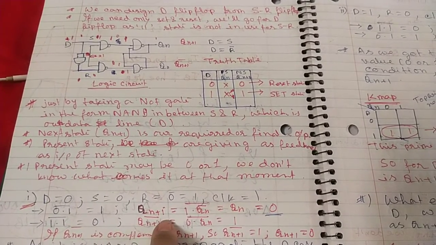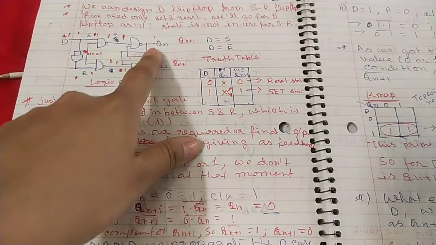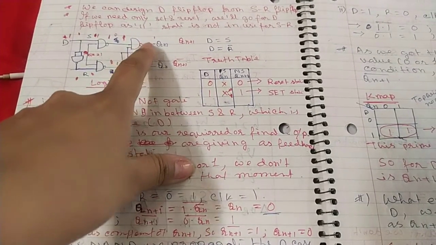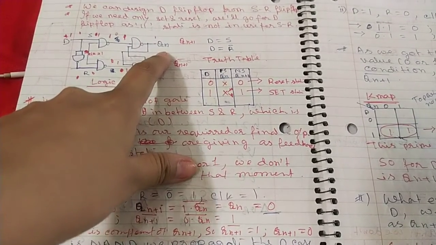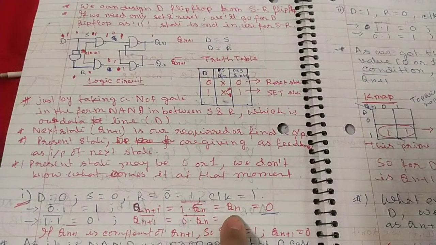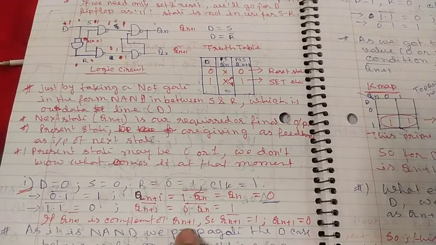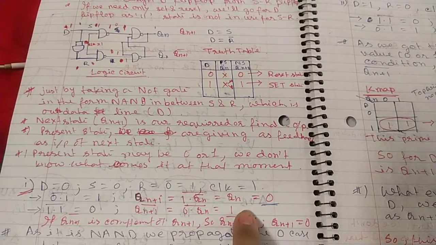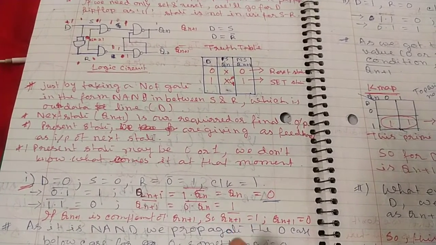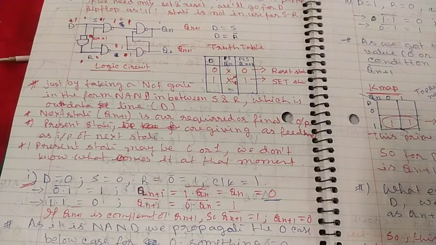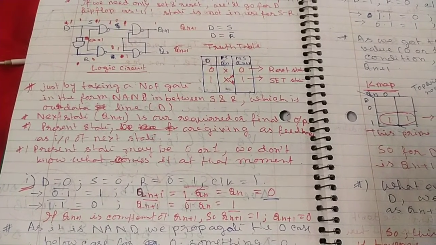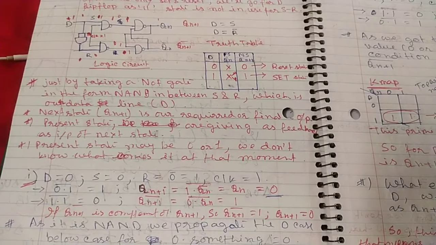Okay, R value is 1, so 1 into 1, then whole bar equal to 0. So Qn plus 1 is equal to what? 1 into Qn, then whole bar is equal to Qn bar. 1 into Qn bar, then whole bar is equal to Qn, only Qn. So if we know the value of Qn only, we need to check the value of Qn plus 1 bar, because we don't know the original value of Qn.